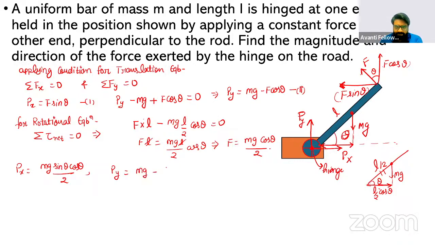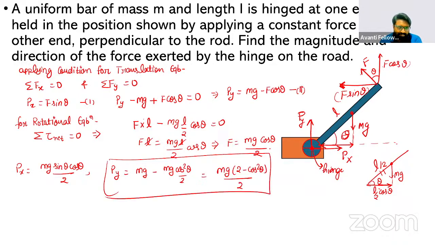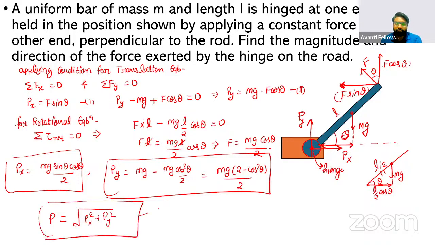So Py will become mg minus F cos theta. mg minus F is mg cos theta by 2, so it will become mg cos square theta by 2. You can take mg common, so it will become mg (2 minus cos square theta) divided by 2. So this is the value of Px and this is the value of Py. Now if you want to calculate the net force, it should be equal to square root of Px square plus Py square. So by this equation, you can find out the net resultant force exerted by the hinge.